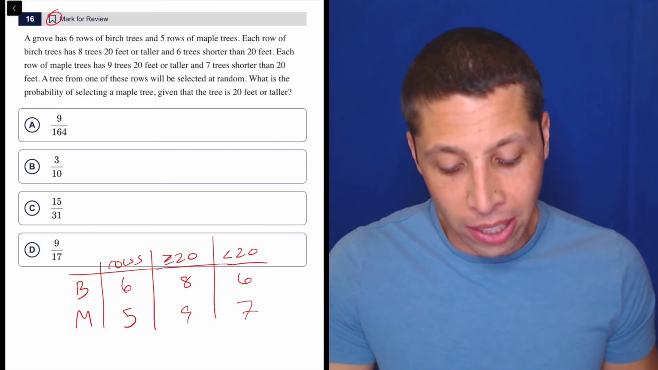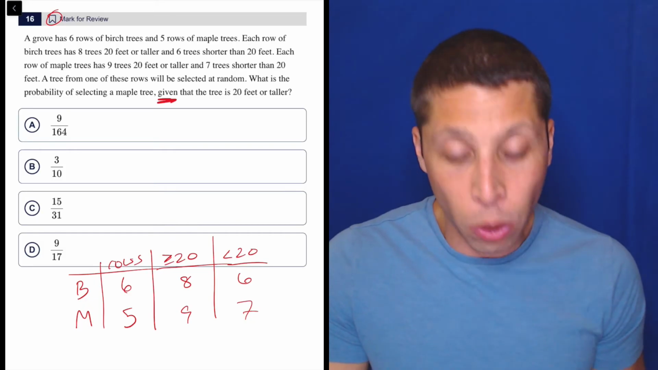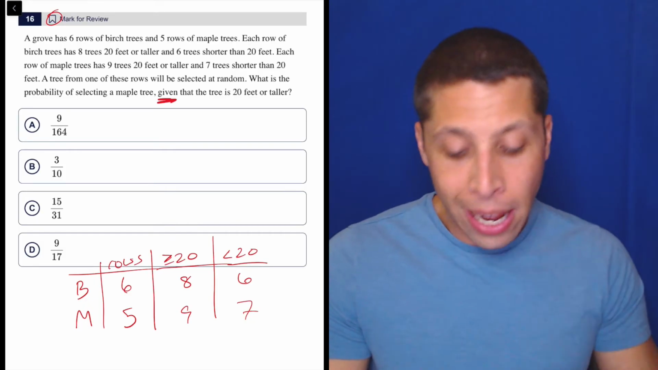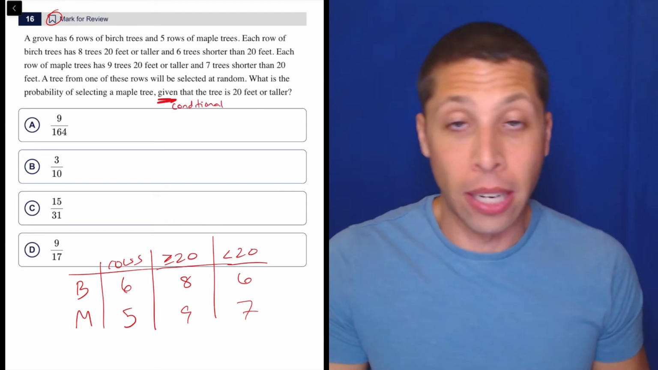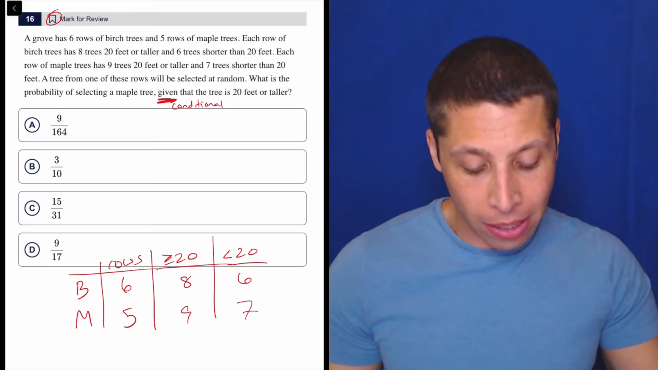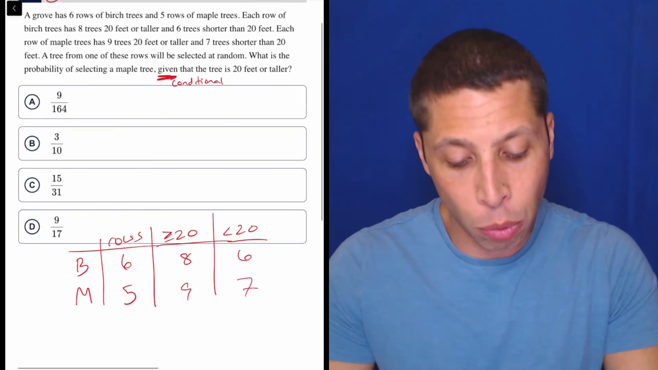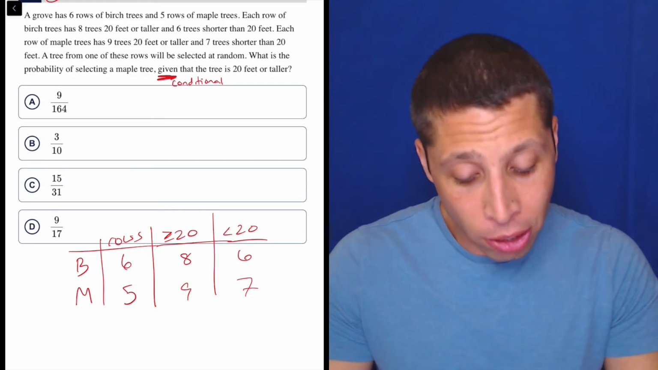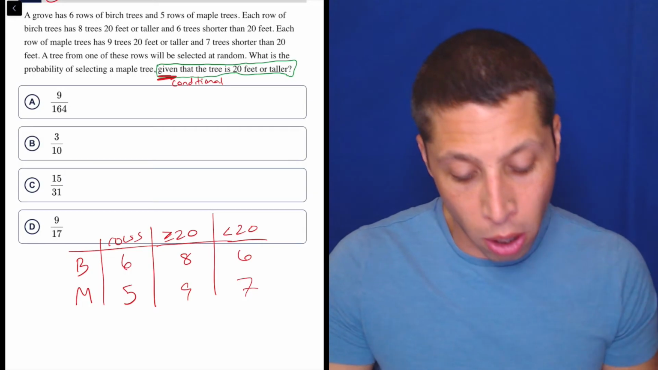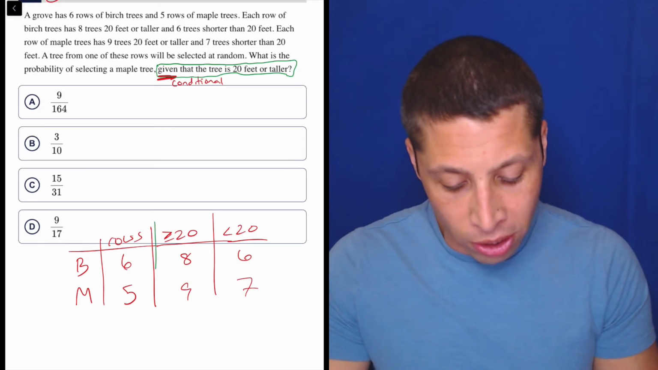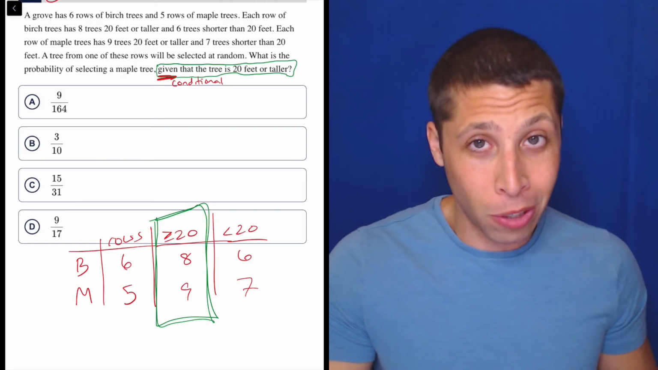What is the probability of selecting a maple tree given that the tree is 20 feet or taller? So this word should trigger something for you. Not only are we dealing with probability, but we are dealing with conditional probability. And that is going to mean that when we make this chart, we've got some issues. It's going to be complicated. We have to make sure we're looking at the right thing. So I would actually start with that. Given that the tree is 20 feet or taller, I'm only interested in this part of my chart for now, right? So I don't care about the trees that are smaller.